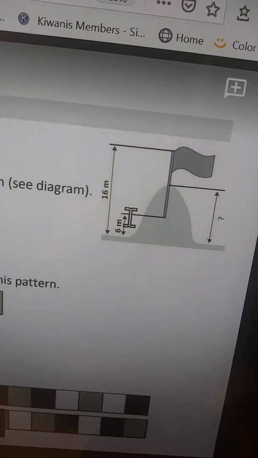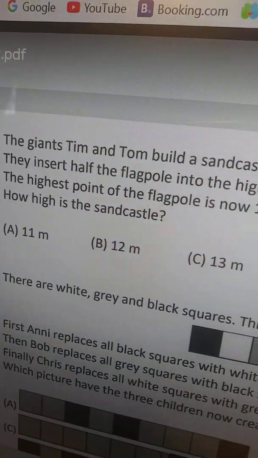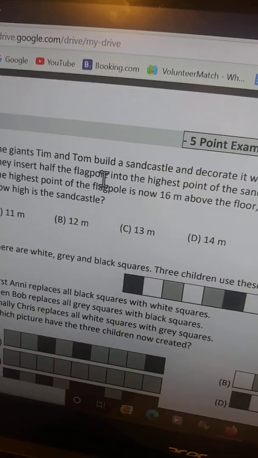Now you already have 6 meters right here. So 6 plus 5 is 11. So you have a total of 11 meters. So that will be answer choice A. Alright, so moving on to number 12.